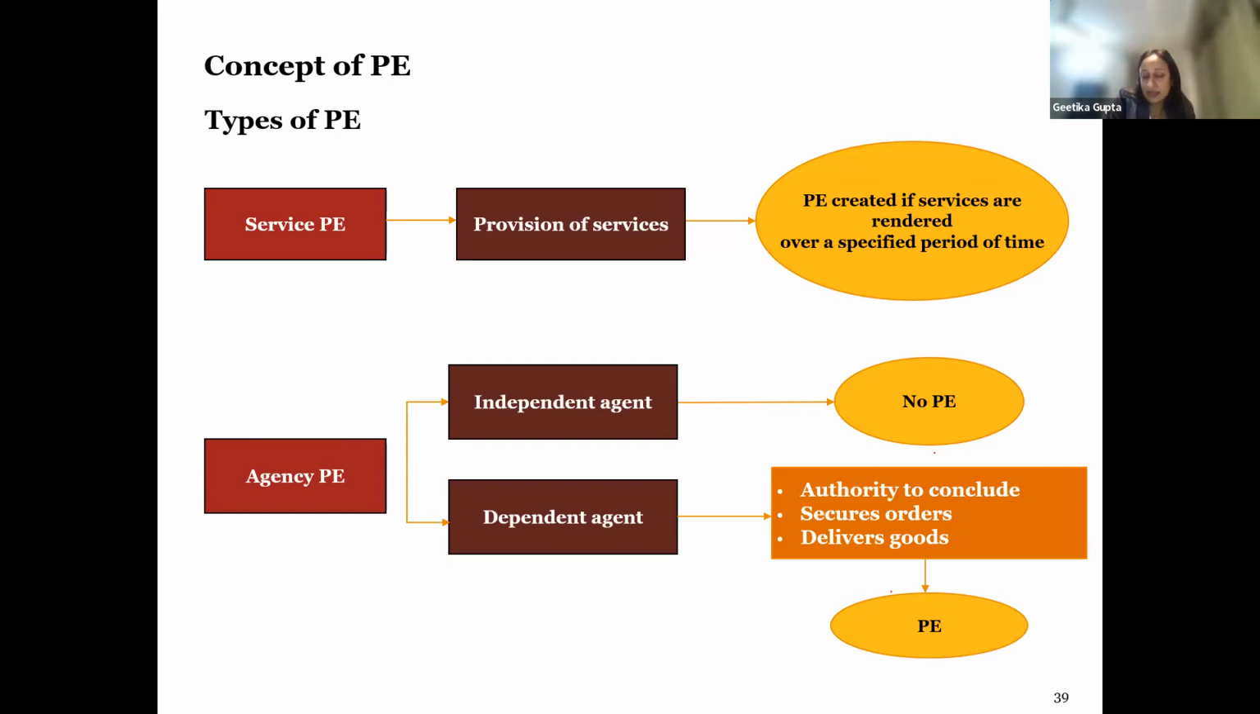Service PE we'll discuss in detail in the slides, but the main crux is that if the foreign entity is furnishing the services through its employees in India, then a service PE of the foreign entity will be constituted if the threshold of the people staying in India exceeds a particular number of days. Then there is a concept of agency PE, that if there is an agent in India, the foreign entity's agent is concluding the contracts, it will again lead to PE. So let's discuss this one by one in the coming slides.